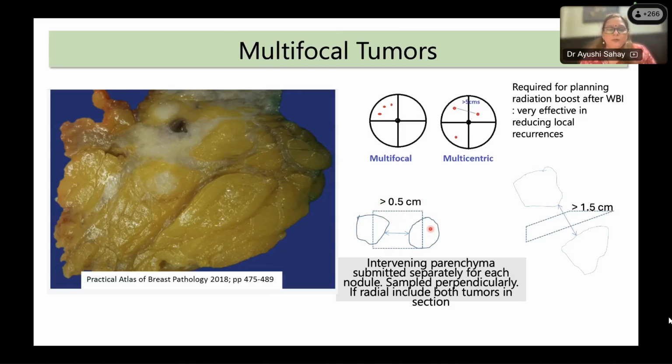And how do you submit the intervening parenchyma? Now, if the tumors are very close, you can take a section with both tumors in the same plane. But most of the time it is better to take a section which is perpendicular between the two tumors. It is easier when the tumors are more than 1.5 centimeter away, but even if they are about 1 centimeter away, it is strongly recommended that you take a perpendicular section between the two tumors, because this will cover a wider area of the breast parenchyma between them, so you can confirm that there is no tumor extending from one side to the other.